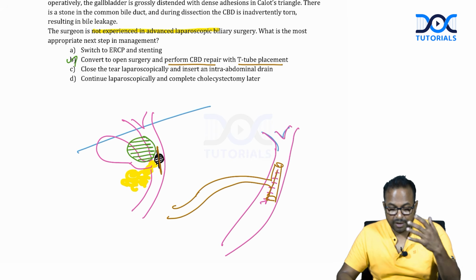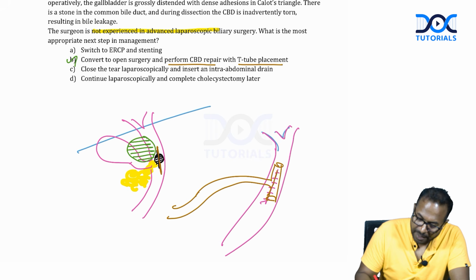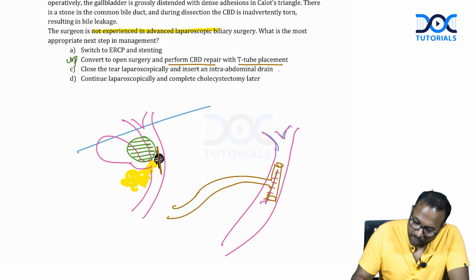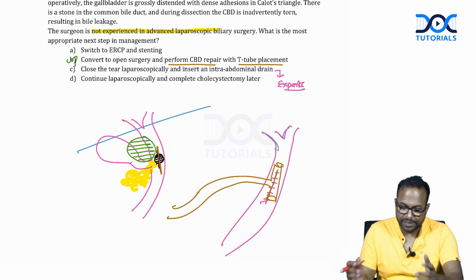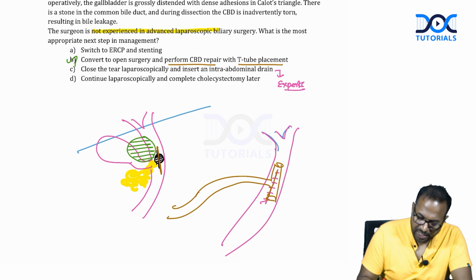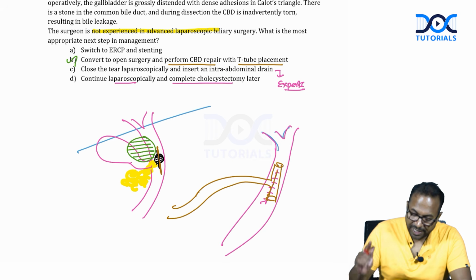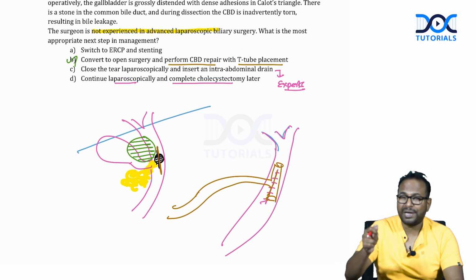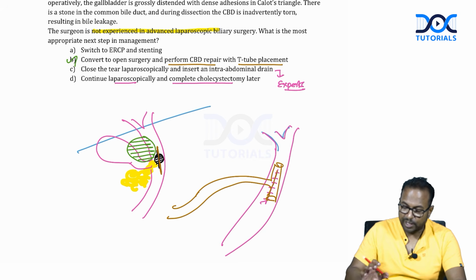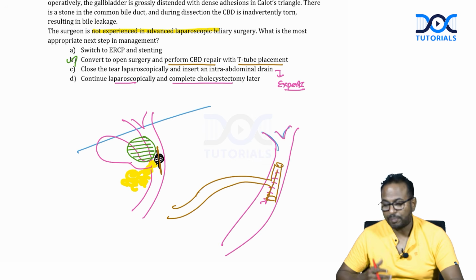We cannot go to ERCP, as the surgery is already going on. Closing that tear laparoscopically and inserting an abdominal drain can be done by experts. We cannot continue laparoscopy and complete the cholecystectomy later, that is also not done. So, experts can repair it laparoscopically, but inexperienced surgeons will keep a T-tube inside. That is a simple, straightforward, practical question.